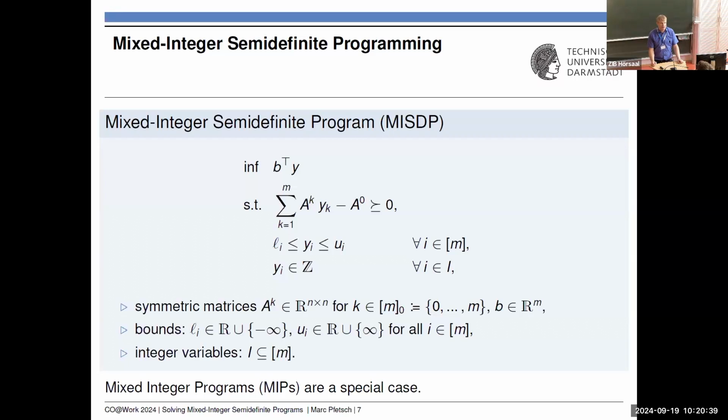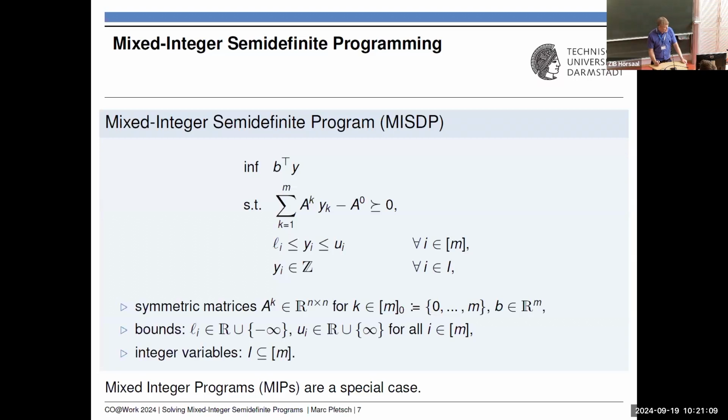And now it should be obvious that this is a generalization of mixed integer linear programs, just because SDPs were a generalization of linear programs, and we've added integrality constraints on. Okay, so this is even more complicated than mixed integer linear programming, but of course we can try to borrow techniques from there. Okay, so this is the topic of the talk.